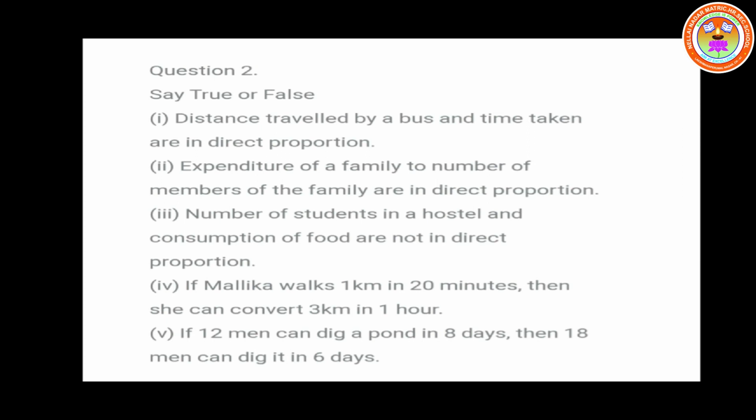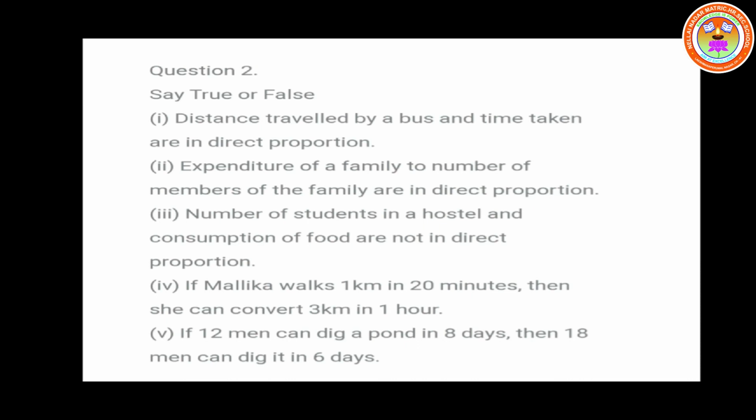Very good. Now subdivision 2. Expenditure of a family and the number of members of the family are in direct proportion. Is it true or false? Think children. Suppose you just take an example. In your family there are 5 members. For example, I am telling for per month, the expenditure means the expenses you are making, like food or purchase of clothes. For the expenses, now it is 10,000 rupees.